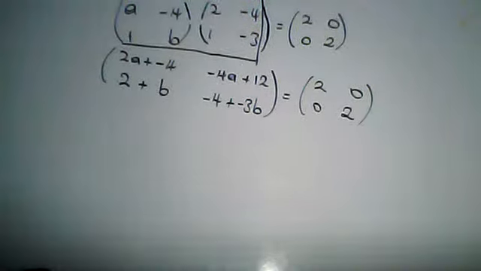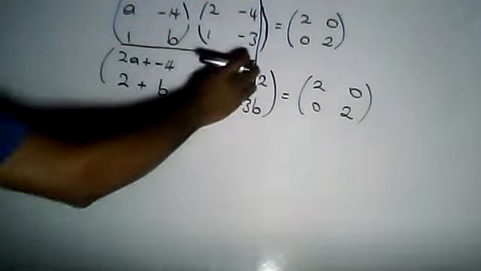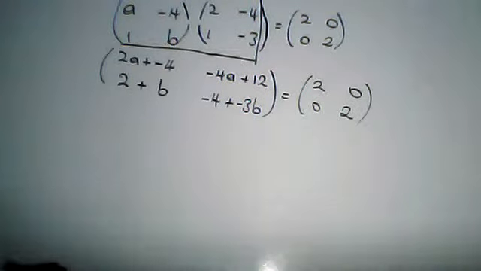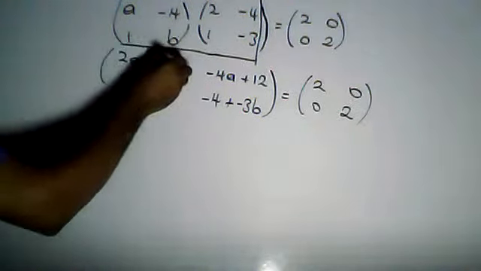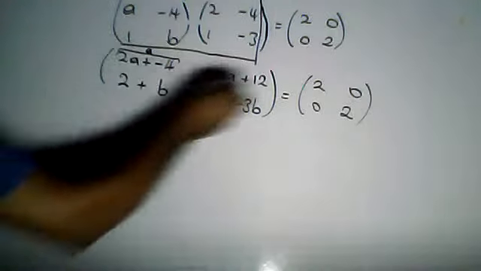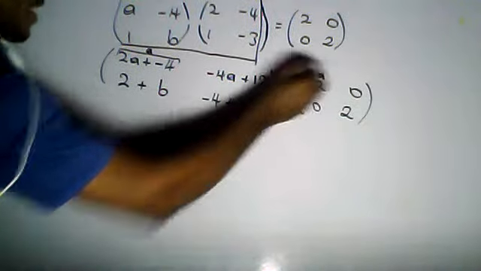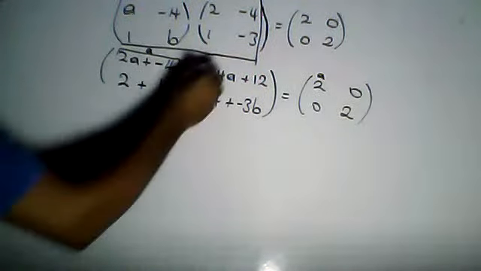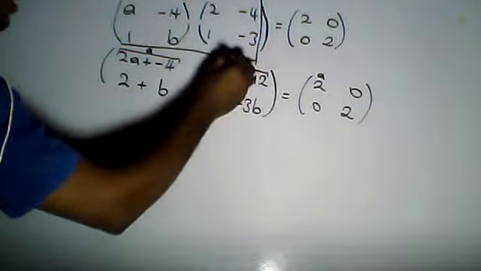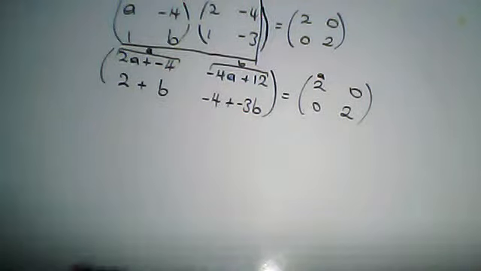Now remember, the elements in the matrix are of a particular order. The first element is represented by A. Both matrices are 2 by 2 matrices. The second element in this matrix is B.